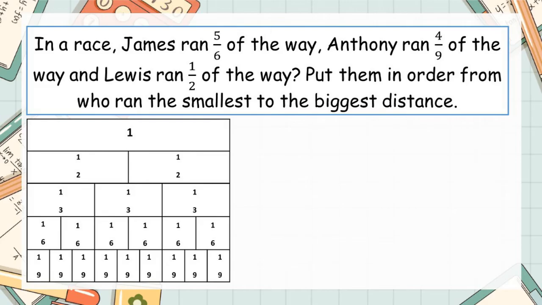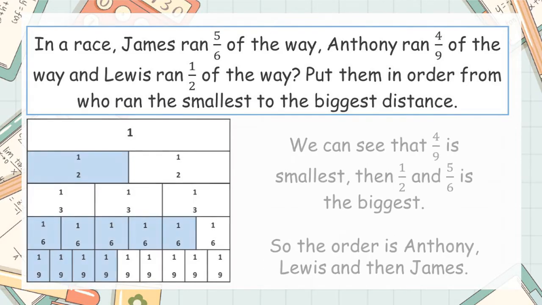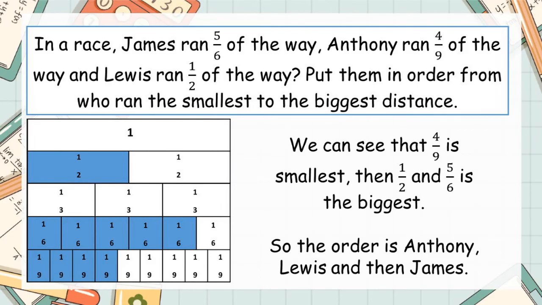Well, how did you get on? When we colour in those fractions and take a look at them on the fraction wall, we can see that 4/9 is the smallest value, then 1/2, and finally 5/6 is the biggest. So the order is Anthony, Lewis, and then James. Did you get that one correct?